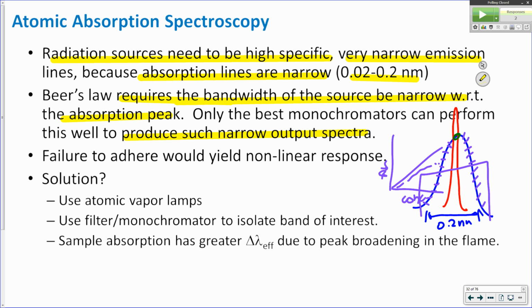So the way we deal with it is we come up with a source that has very narrow emissions. And what we do is take an atomic vapor lamp, and we use a filter or the monochromator to isolate one of the few lines that come from that atomic vapor. And what happens is the sample absorption has a greater effective bandwidth than that element. So if I'm analyzing gold, I use a sample of gold as my source, and because it doesn't have the band broadening inside of the source that happens in the furnace or the flame, the line's going to be narrower going in.